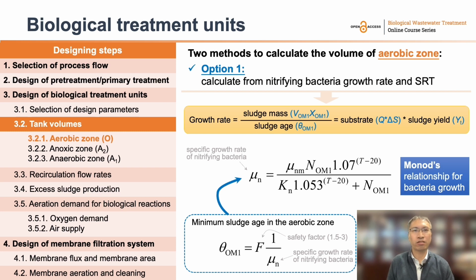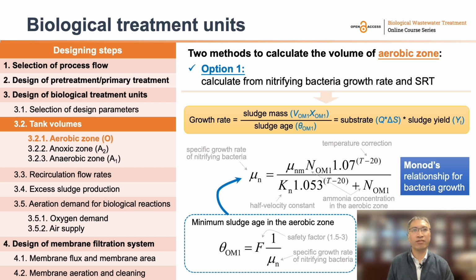The specific growth rate of nitrifying bacteria, μN, can be derived from the maximum specific growth rate of nitrifying bacteria, μNM, according to the Monod relationship with temperature correction, as shown in this equation. Here, Kn is the half-velocity constant for ammonia utilization. MOM1 is the ammonia concentration in the aerobic zone, and T is the temperature of the mixed liquor.